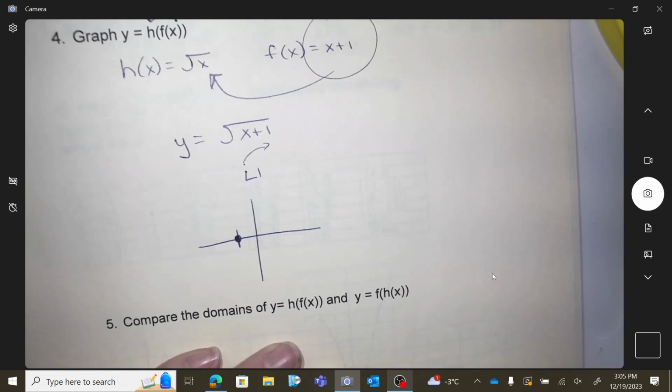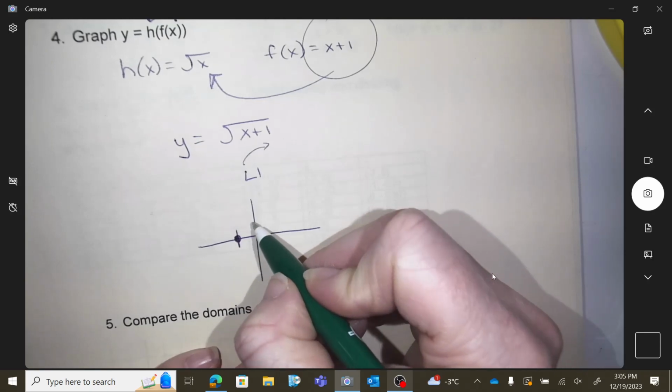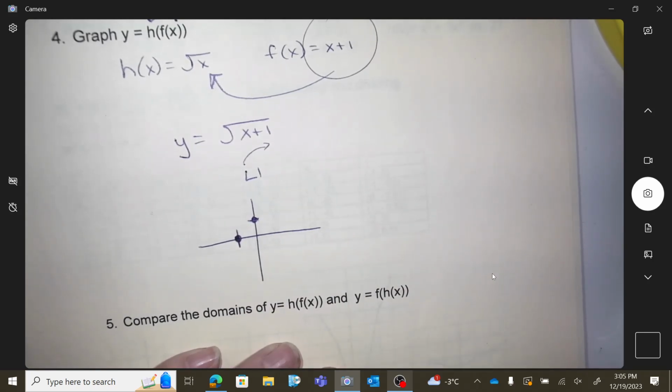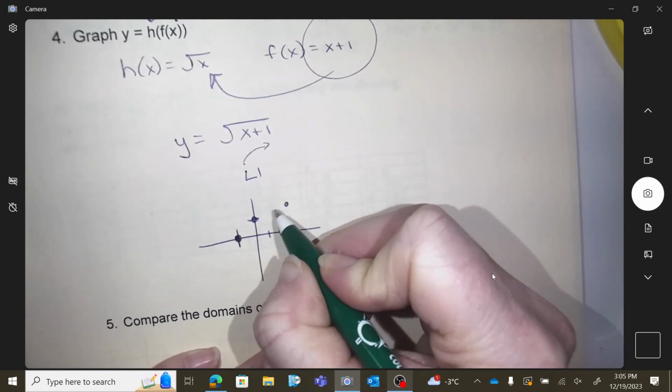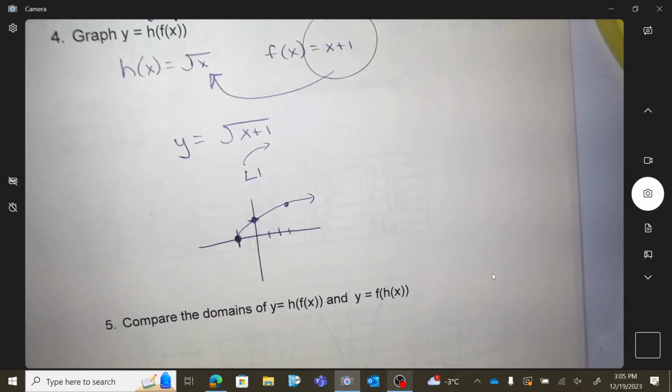And how does a radical move? What kind of pattern? 1, 1, 4, 2, 9 over 3 up, right? The opposite of a squared.